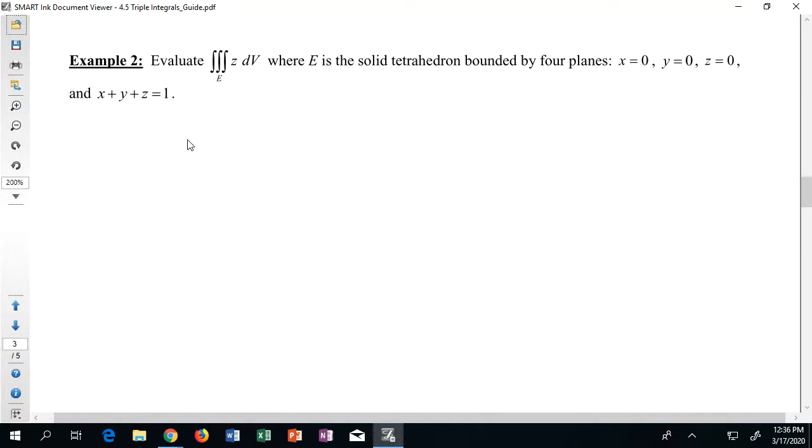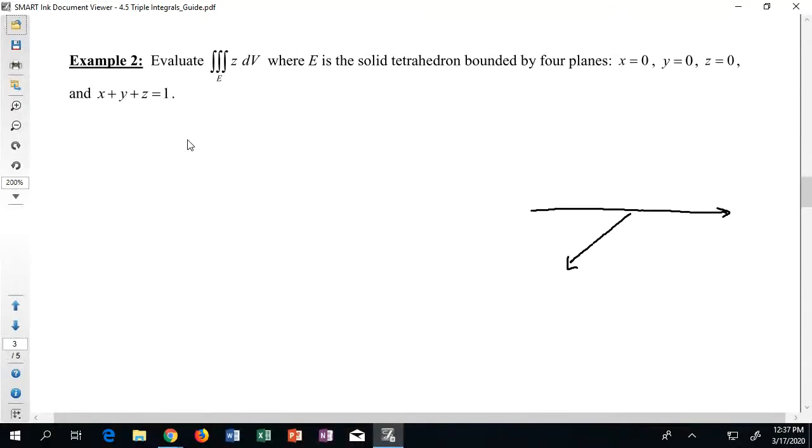So it's bounded by the planes x equals 0, y equals 0, and z equals 0. Really quickly, I want you just to think about what exactly those 3 planes actually look like. Start with just the first one, x equals 0. Think about your x, y, z coordinate system. If x is always 0, it seems like that would be the plane that would be moving along the y-axis, right?